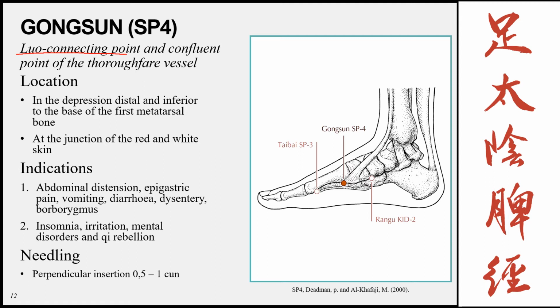And that is symptoms such as abdominal distension, epigastric pain, vomiting, diarrhea, dysentery, or borborygmus. And it would be used for all of these symptoms if they're due to this dysfunction of the spleen and stomach. Then this point can also be used for insomnia, irritation, mental disorders, and qi rebellion. Our insertion is perpendicular, 0.5 to 1 cun.